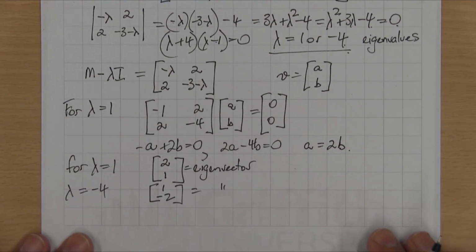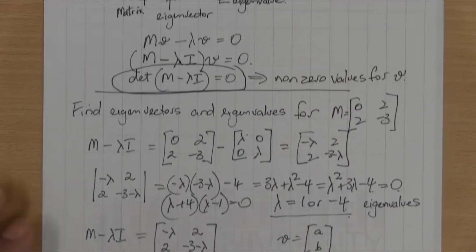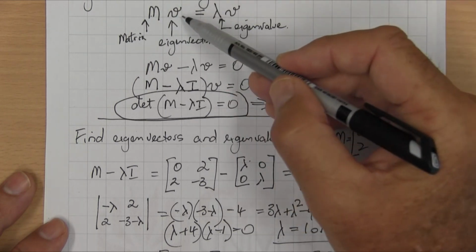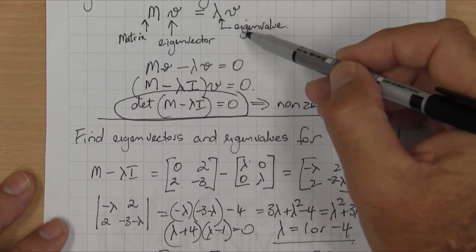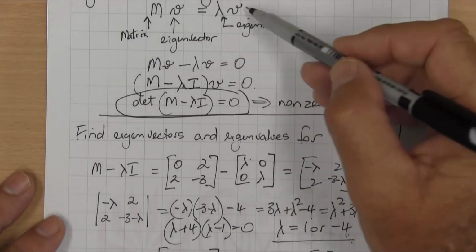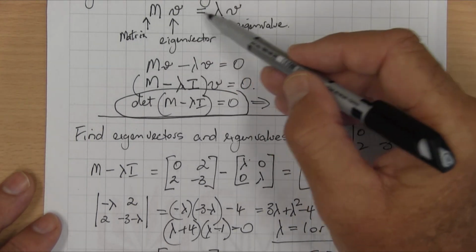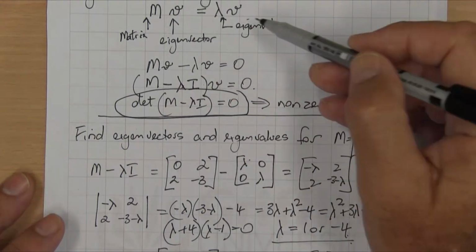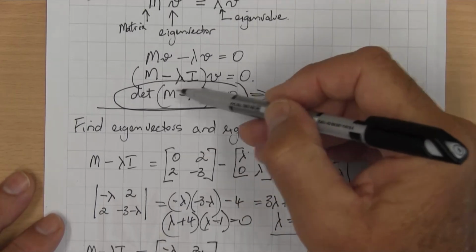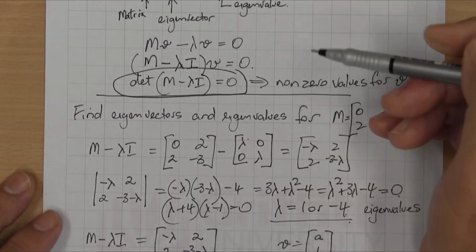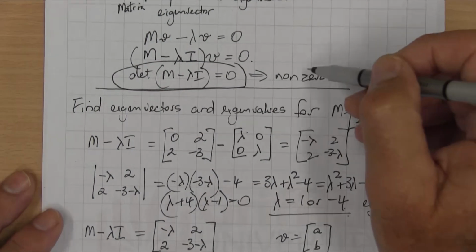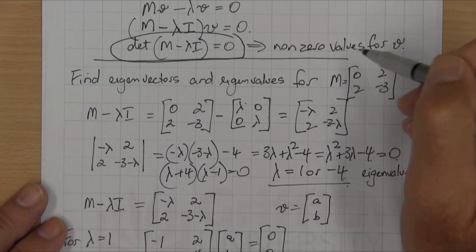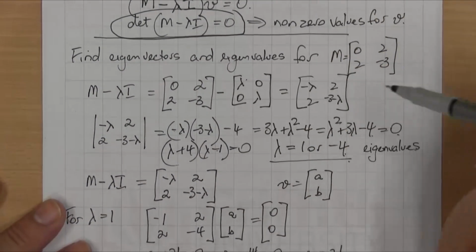So eigenvalues and eigenvectors all revolve around the fact that a matrix times a vector is equal to some scalar times the vector. That doesn't necessarily hold for all matrices, but if we use that identity, we can find that the determinant of M minus lambda I is equal to 0. If that is true, then we get non-zero values for the eigenvector, which is what we're after.